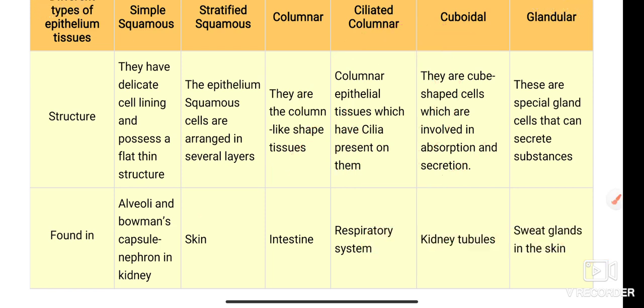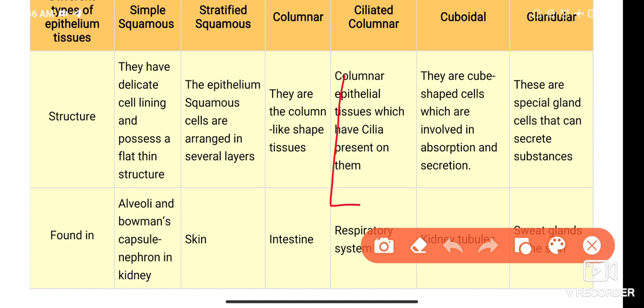Stratified squamous epithelial tissue cells are arranged in several layers. They are present in skin. Our skin is made up of stratified squamous tissue. Next is columnar. They are column-like in shape and present in the intestine. Columnar cells are present in the intestine, like a column or pillar.